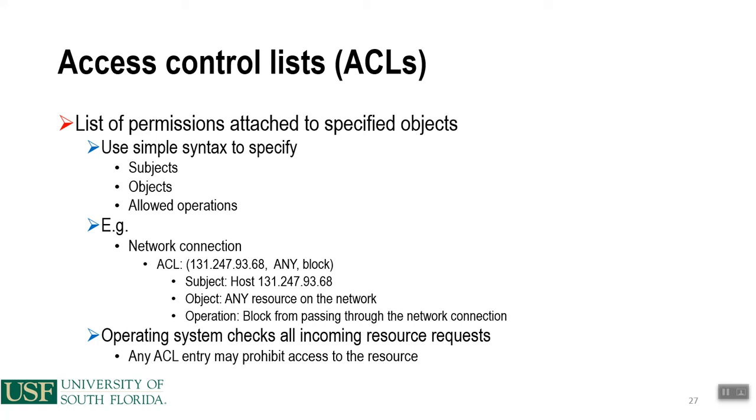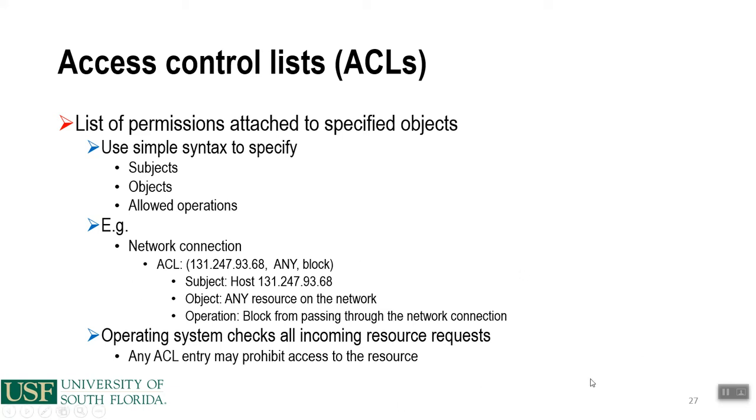So who are the subjects? Who are the identities? What are the objects? For example, the subject here is the host, which is this particular IP address. This could be your particular computer. The object is any resource on the network. This could be printers, scanners, other mobile devices, and so on. And the operation is blocked from passing through the network connection.